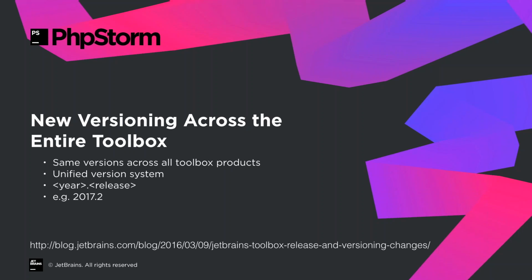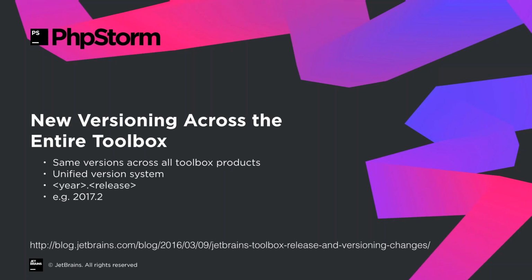Right, back to it. In order for us to unify the versioning across all of the Toolbox products, what we've decided to do is to have a unified version system, which composes of the year and then the release number in this year. This helps us to know exactly which releases from the platform have made it into each version.